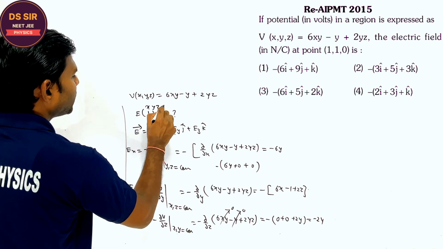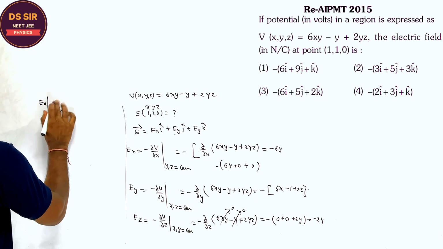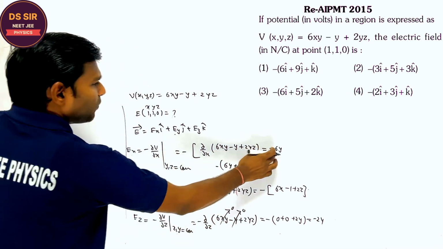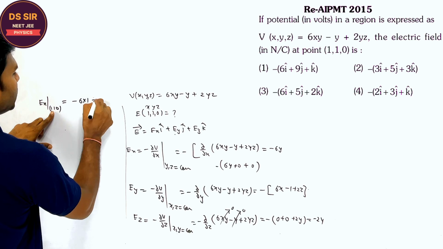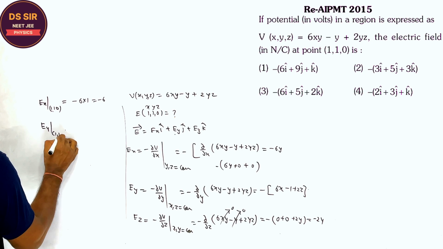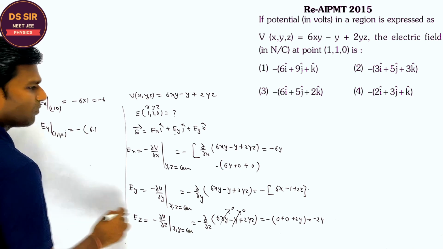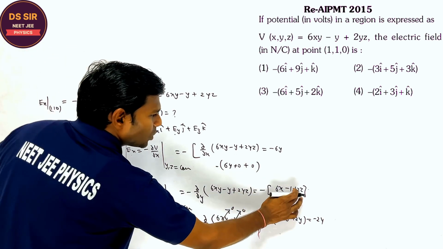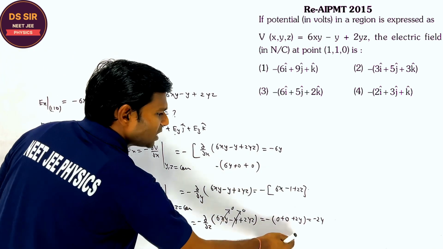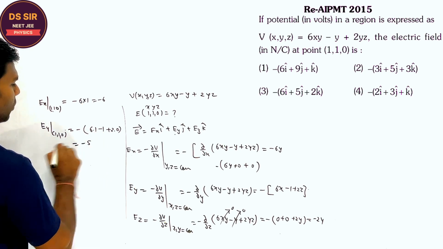Now we have to find the electric field at 1 comma 1 comma 0, which means x, y, z. So Ex at 1 comma 1 comma 0: x is 1, y is 1, so minus 6 into 1 is equal to minus 6. This is the x component. The y component at 1 comma 1 comma 0: in place of x you put 1, and 2 into z, where z is 0. Putting the x, y, z values, you get minus 6 plus 1, which is equal to minus 5.